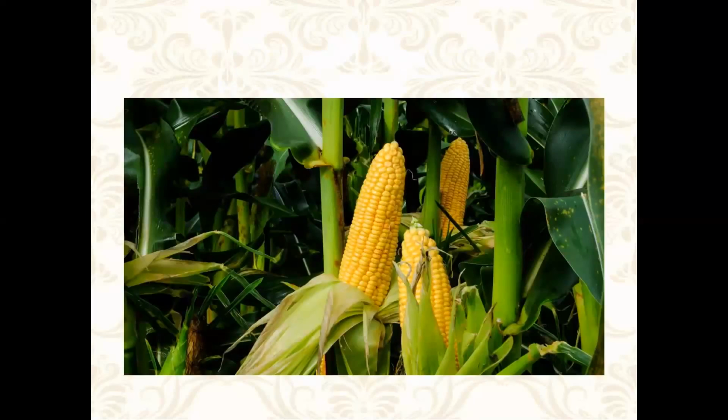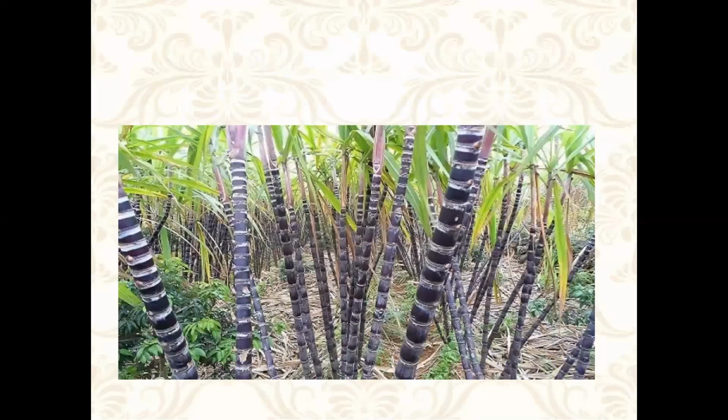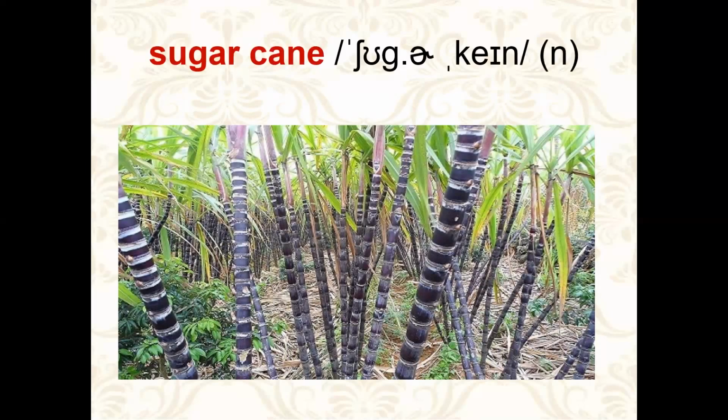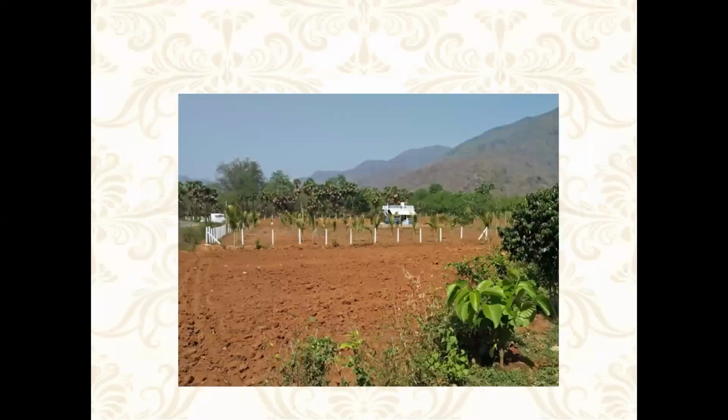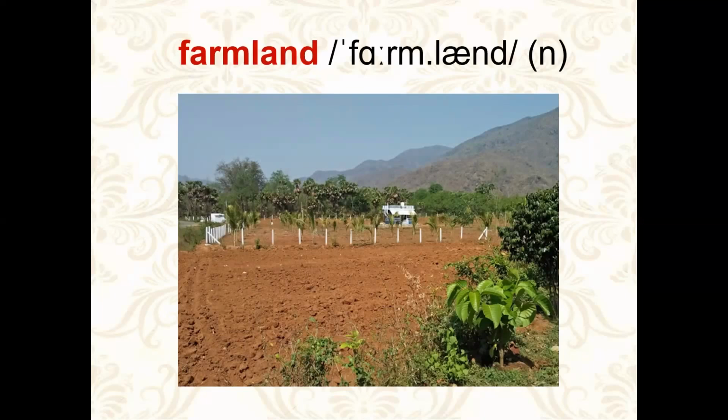The next picture. Corn. Now, have you ever seen them? They are sugar cane. Sugar cane. And the next picture. Crop. The last picture. Can you guess which word? Farmland. Farmland.